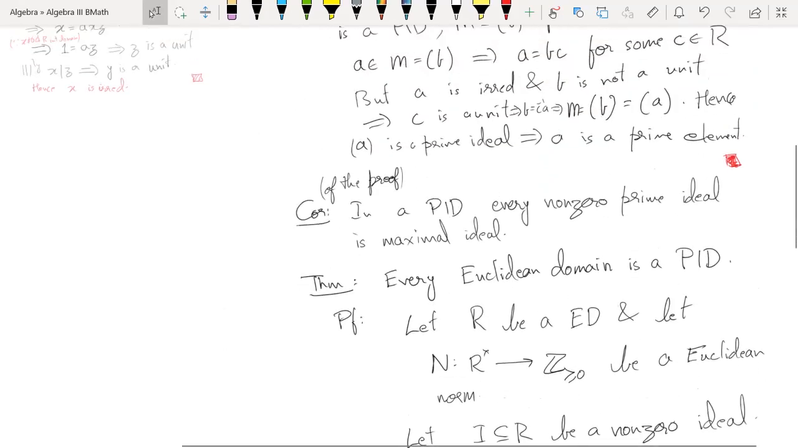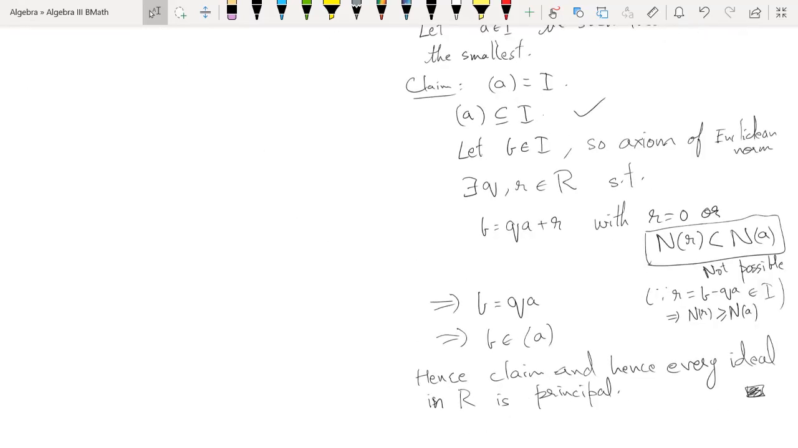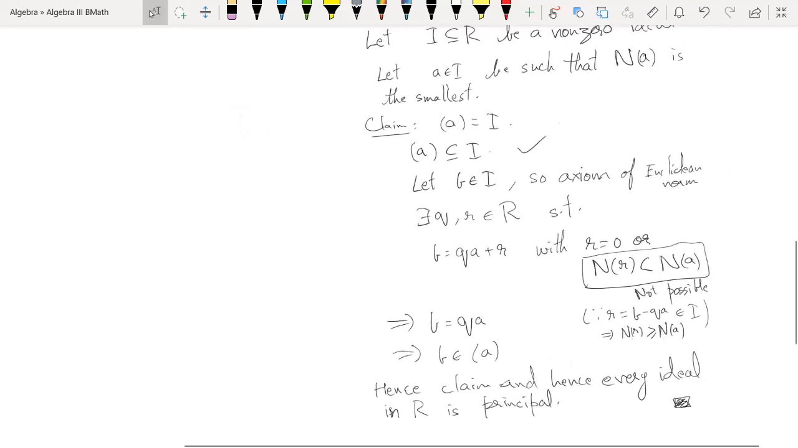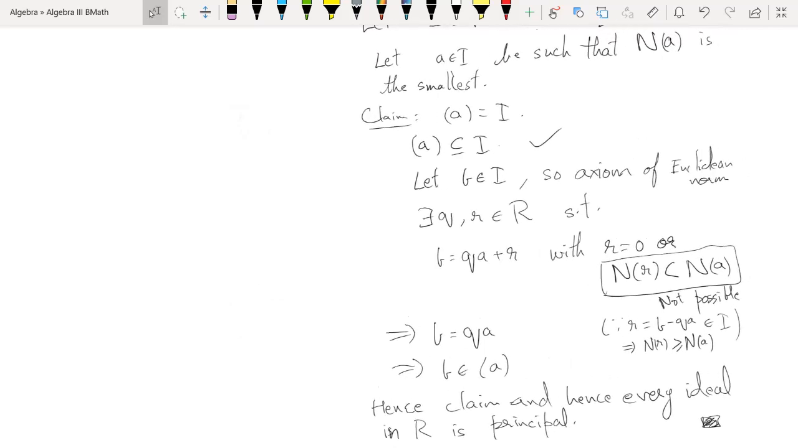Okay. Any questions? I can't make this smaller so that you could see the whole thing at one go, but maybe when you download the notes, you will be able to see. Any questions?